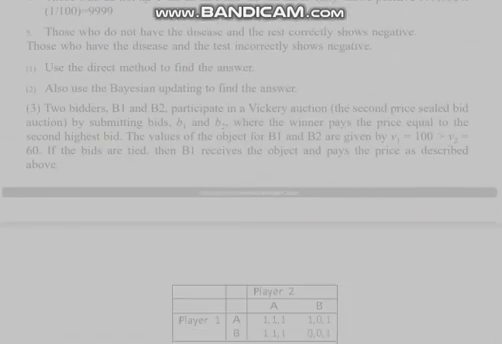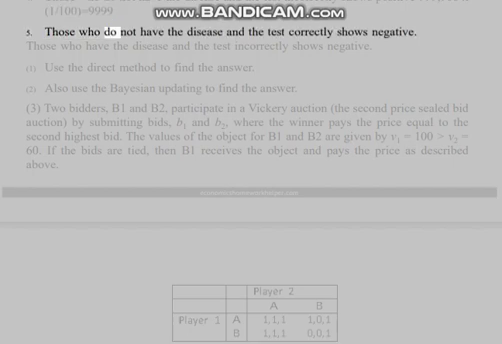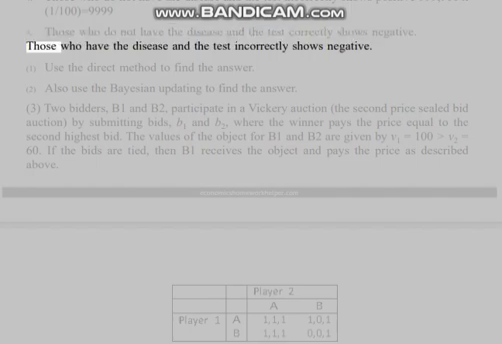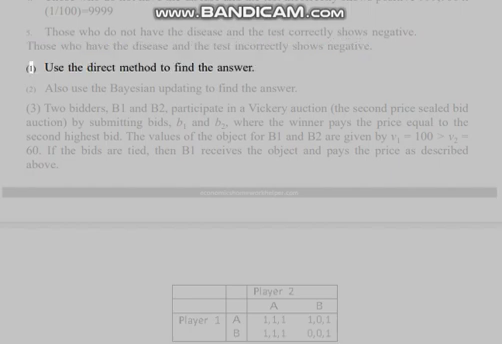100 × 99/100 equals 99. 4. Those who do not have the disease and the test incorrectly shows positive: 999,900 × 1/100 equals 9,999. 5. Those who do not have the disease and the test correctly shows negative. 6. Those who have the disease and the test incorrectly shows negative. 1. Use the direct method to find the answer. 2. Also use Bayesian updating to find the answer.